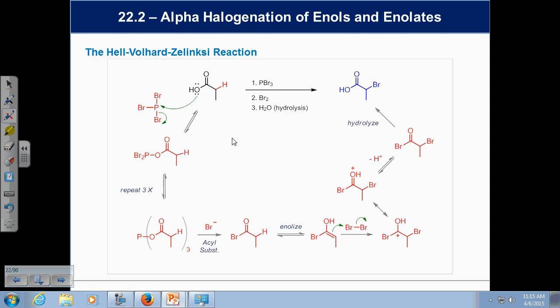The bromine and PBr3 adding at the same time. I'm not sure what that means. Which part?